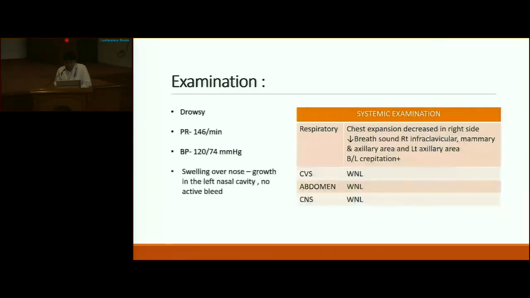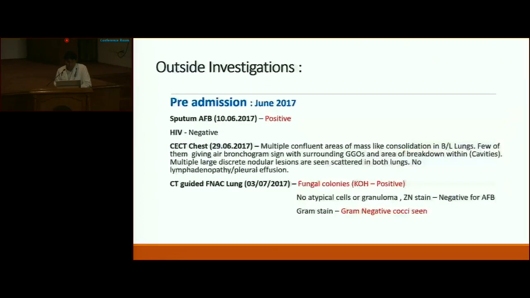On examination, the patient was drowsy, tachycardia was there, BP was normal, and there was swelling over the nose. There was a growth in the left nasal cavity, no active bleed was there. On systemic examination, respiratory system, chest expansion was decreased on the right side with decreased breath sound in the right infraclavicular, mammary and axillary area and left axillary area. Bilateral crepitations were present. Rest of the systemic examination was normal.